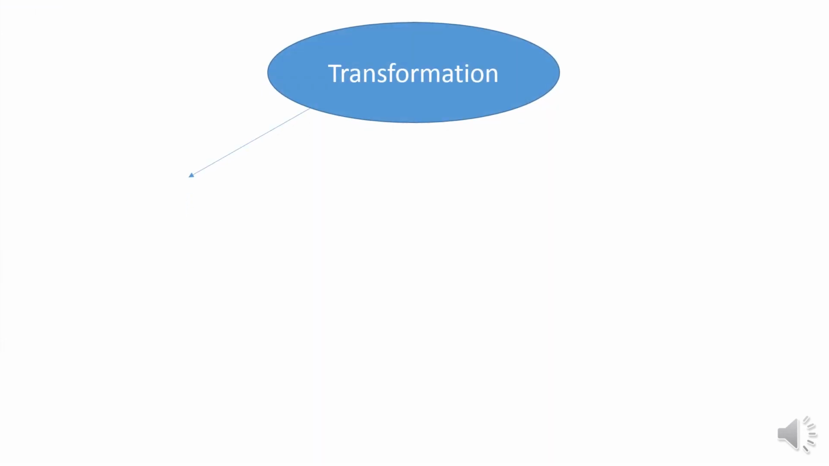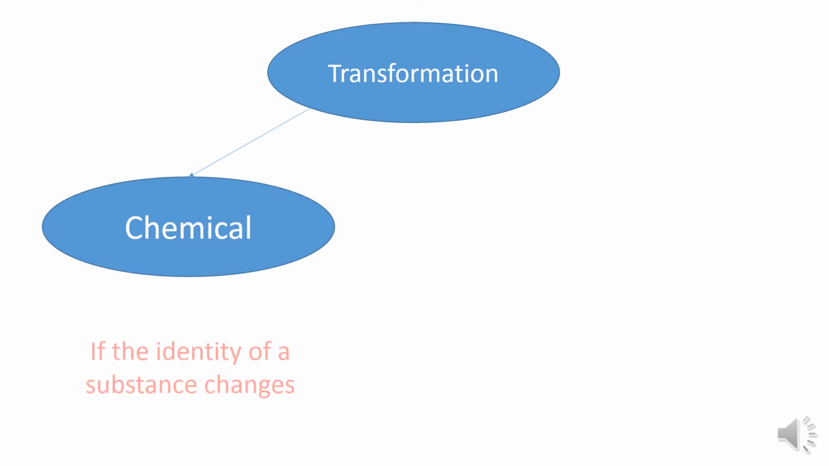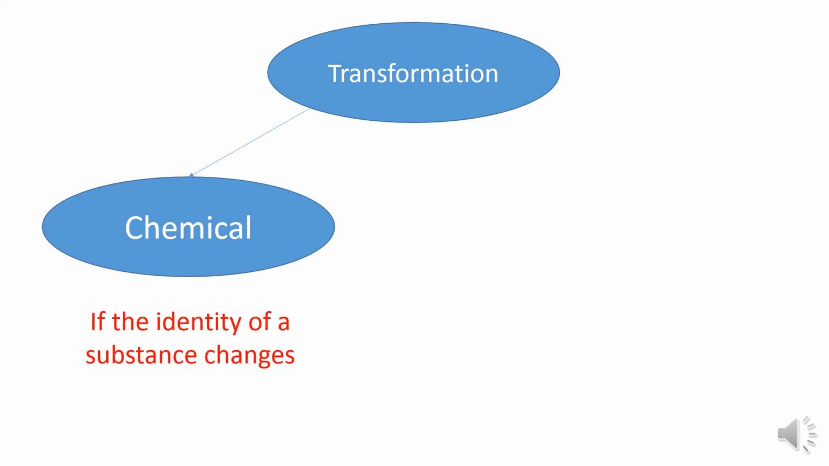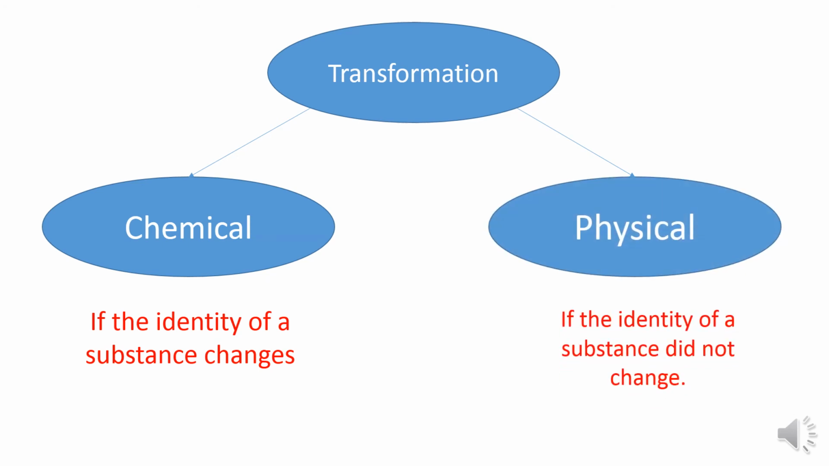Transformation can be chemical if the identity of a substance changes. New substances are formed and we can't go back to the initial case. Or physical if the identity of a substance didn't change and we can go back to the initial case.